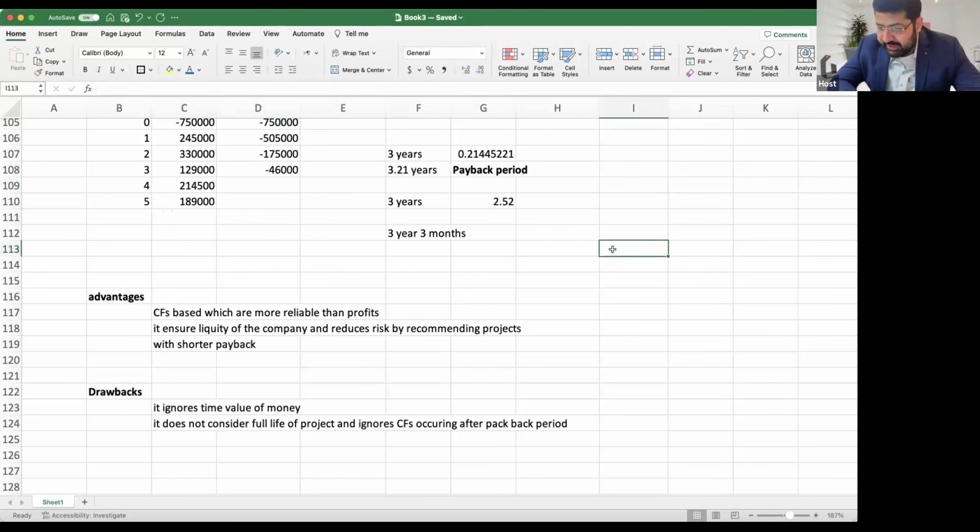For example, two projects, project X and project Z, both have a 3-year payback period. But in year 4 and year 5, project X is giving, for example, 15 million and 20 million, and project Z is giving 3 million and 7 million. Now, payback is not concerned with what is happening after 3 years, because it does not consider the full life of the project. So it is a drawback. It is only concerned that when the initial investment is recovered, that's it. End.